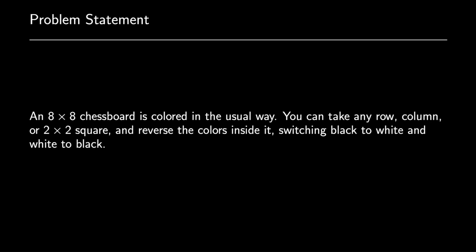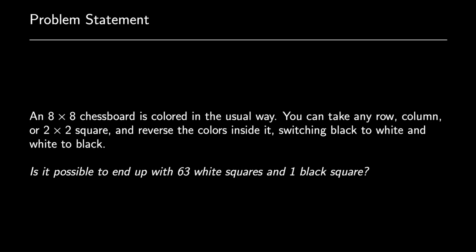We start with an 8x8 chessboard colored in the usual alternating pattern. At any step, you are allowed to choose one entire row, one entire column, or any 2x2 square, and flip all the colors inside it, turning every black square into white and every white square into black. The question is: is it possible to finish with exactly 63 white squares and just one black square?